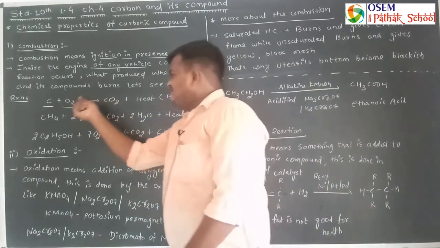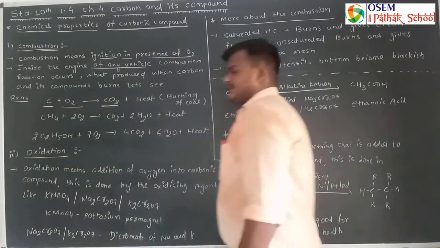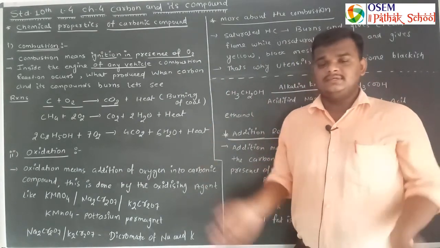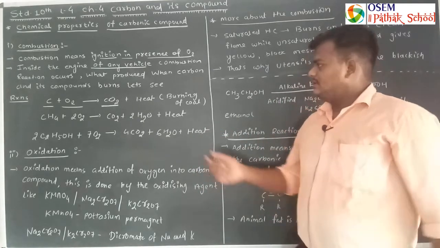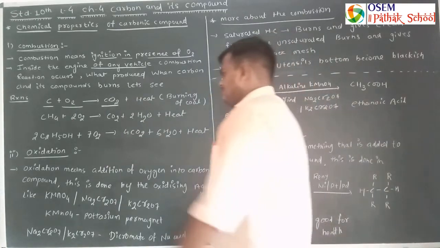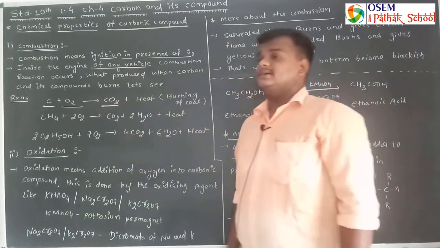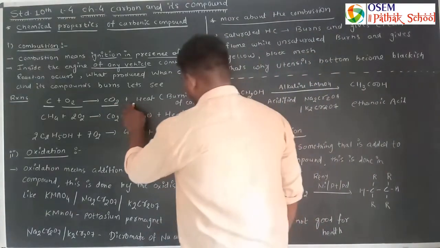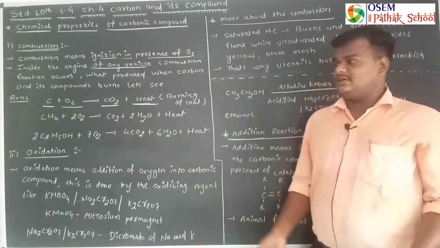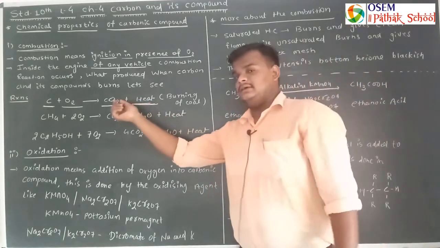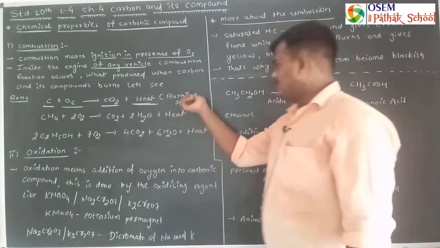Coal burns in the presence of oxygen and produces carbon dioxide gas. We know that when coal burns, most of the smoke is generated. This smoke is carbon dioxide. So carbon burns in the presence of oxygen and produces carbon dioxide gas and generates a high amount of heat. When coal burns, smoke is produced, this is carbon dioxide, and after that heat is generated. So this is the first reaction, the burning of coal.